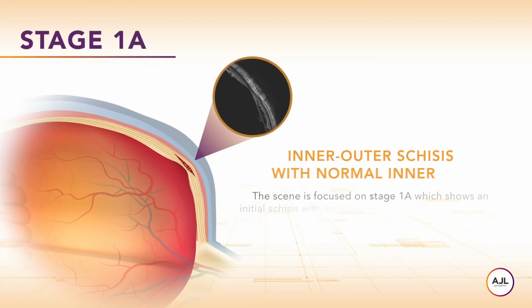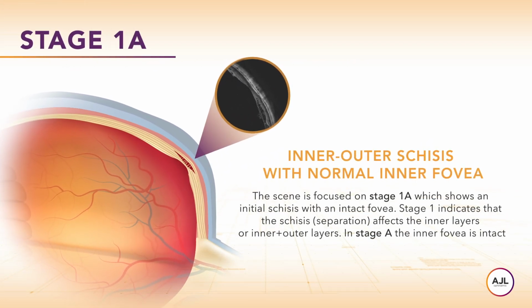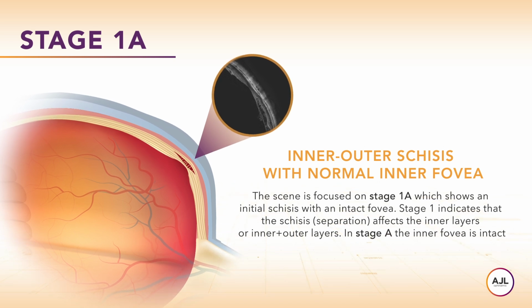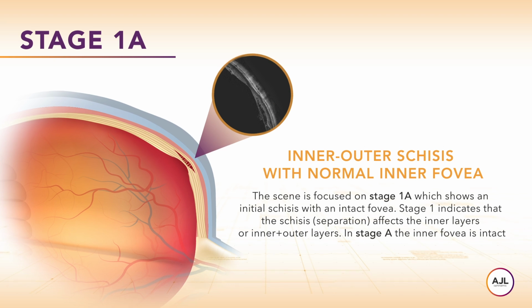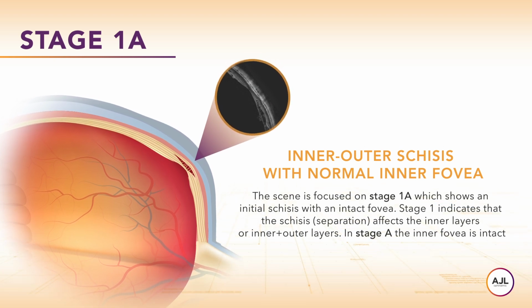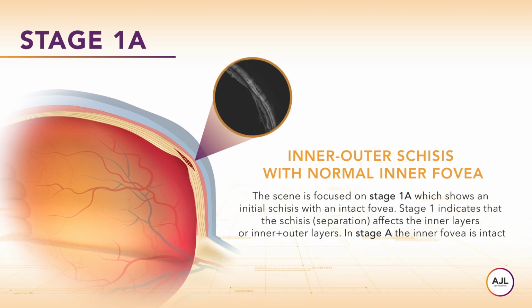The scene is focused on stage 1A, which shows an initial schisis with an intact fovea. Stage 1 indicates that the schisis affects the inner layers or inner and outer layers. In stage A, the inner fovea is intact.